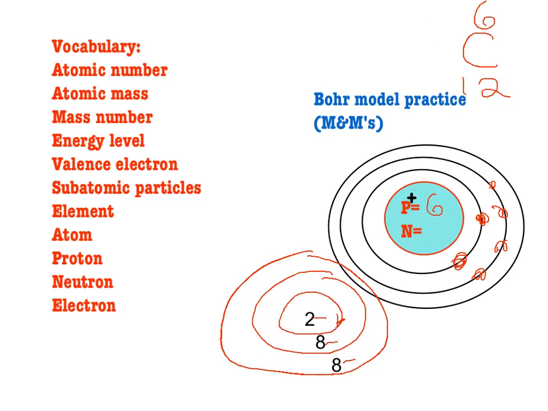Lastly, I need to find the number of neutrons. To find the number of neutrons, I do my simple math equation. I take the mass number, which is the rounded atomic mass, and I subtract the atomic number. So 12 minus 6 leaves us with 6. So the number of neutrons in the nucleus is 6. Let's check our work. 6 plus 6 equals 12, with a mass of 12. So we have successfully modeled the element carbon.